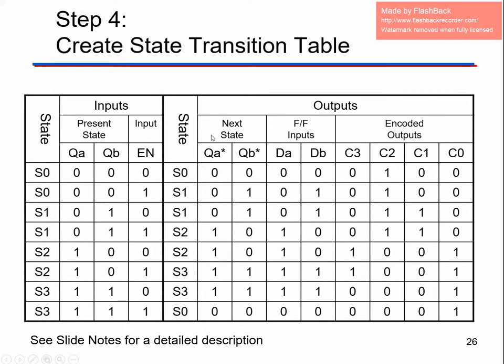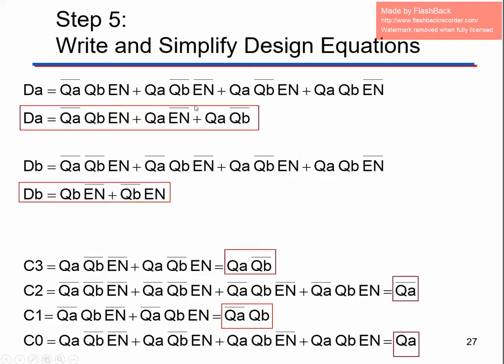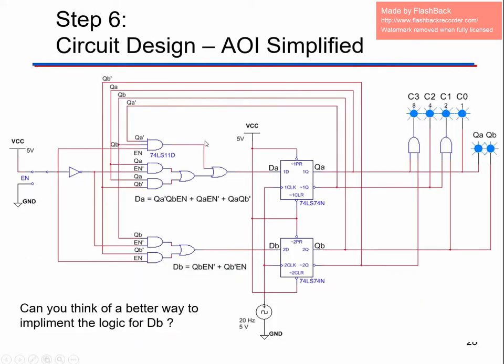What is our next state here? What are the inputs to get there? And what outputs do we want to have? So then write and simplify our design equations. So if we look, we have not QA, QB, EN. And then we design our AOI circuit.